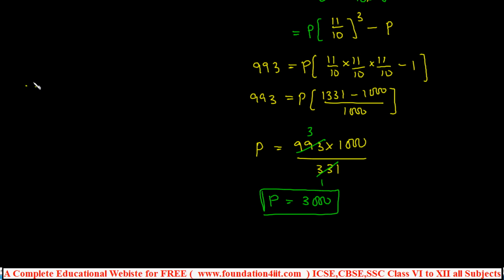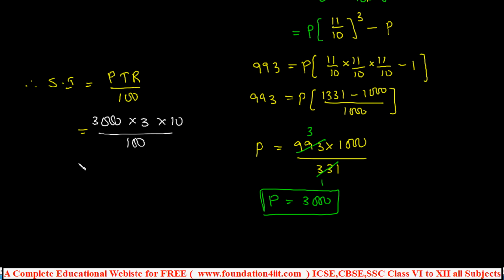Okay, therefore let me do this side. Simple interest is equal to PTR by 100. Right, this is the formula. Now the principal is 3000, into time, which is 3 years, and the rate of interest is 10 by 100. Easy calculations. 2 zeros cancel, so 30 into 3 into 10 is 900. Right, the simple interest is 900 now. Only after getting the P value can you find the simple interest. And we'll now see a few problems on interest compounded quarterly or half-yearly as well.